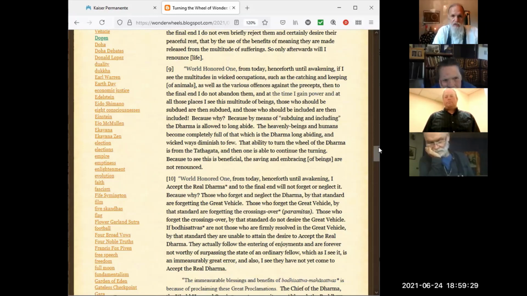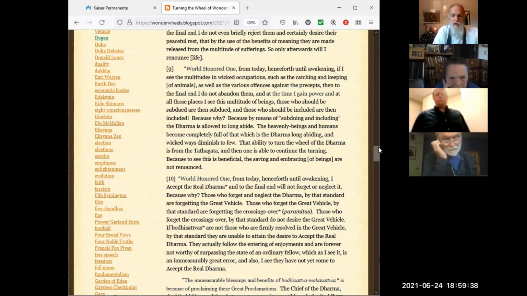When I gain power, that's again spiritual power, if we want to call it that, or the effectiveness of the way. Power, we might recall, I think is the 9th paramita. When there's 10 paramitas listed, I think power is the 9th one. Bala, right. Yeah. And so then in all those places that I see the multitude of beings, those who should be subdued are then subdued, and those who should be included are then included. By means of subduing and including, the Dharma is allowed to long abide.